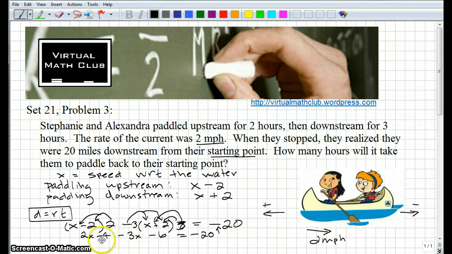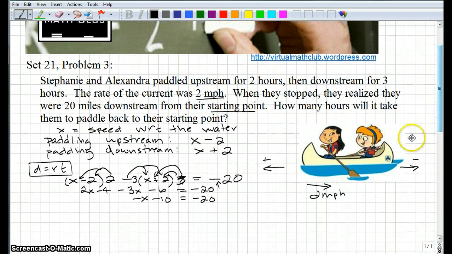And then, let's see, we have 2x minus 3x, so that's a negative x. And then we have negative 4 minus 6, so that's a negative 10, is equal to negative 20. Alright, scroll down a little here. I like positive x's, so I'm going to add x to both sides. So we have an x over here, and I'm actually going to add 20 to both sides as well. So x is equal to 20 minus 10, so that's 10.